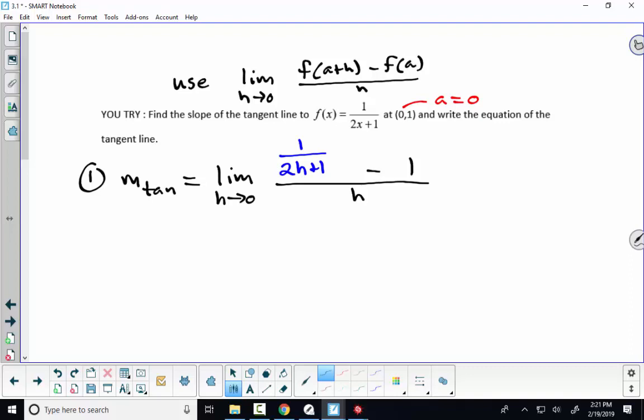So same boat we were in with the 4 over x squared example. Two options you have here: either involve the lowest common denominator to get rid of the smaller fraction up top, or we can add the two quantities together in the numerator and then simplify from there. Either one will work. So we're going to multiply the numerator and the denominator by 2h plus 1.